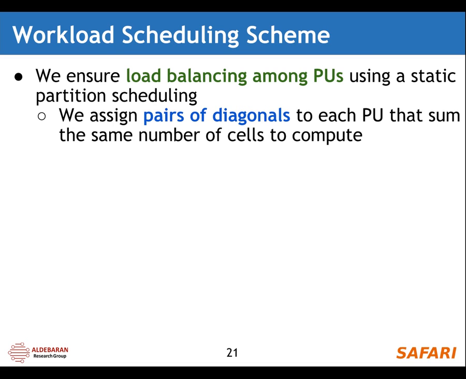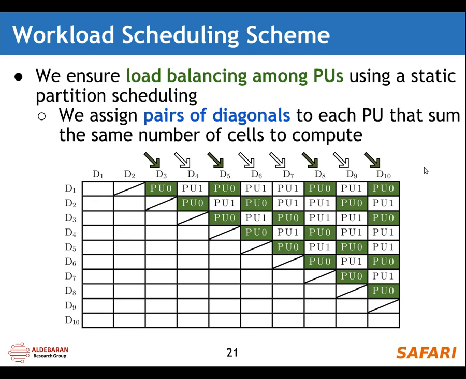We ensure load balancing among PUs using a static partition scheduling. We assign pairs of diagonals to each PU that sum the same number of cells to compute. Here you can see an example for two PUs, PU0 and PU1. What we do is to assign PU0 the third and the 10th diagonal of the distance matrix, and to PU1 the fourth and the 9th diagonal. So both pairs of diagonals have 9 elements, and we continue this scheme until the whole distance matrix is assigned.